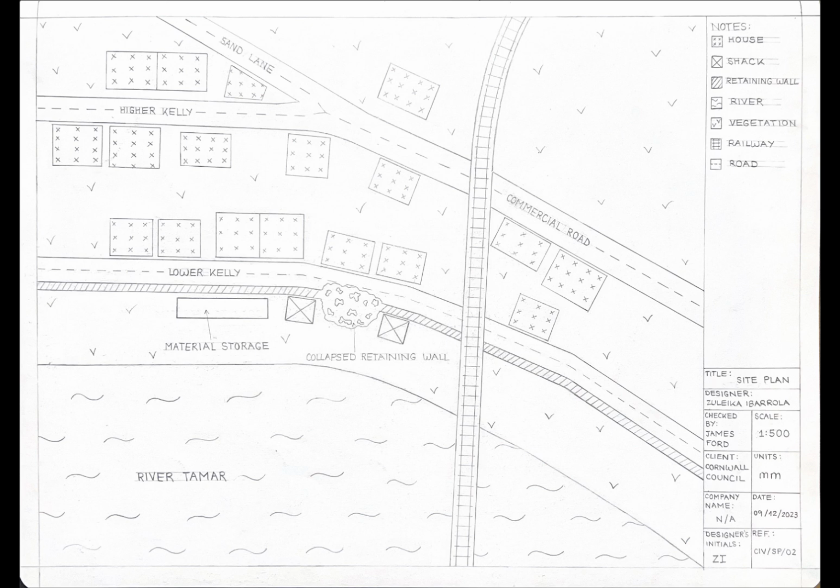The site plan is required to show the surrounding area of the site where the retaining wall collapsed and to show where we will be working to replace it. It also shows where we will be storing our materials and how we will get the machinery on the site. In this case, we opted to use a boat for transporting the materials and the machinery.